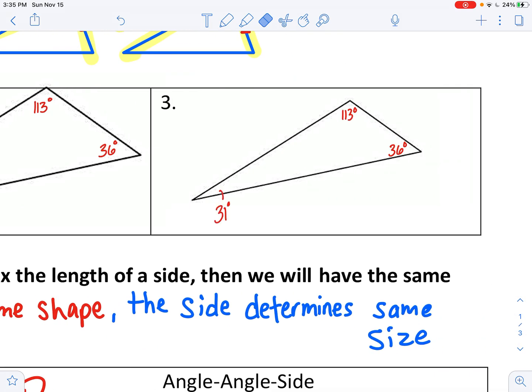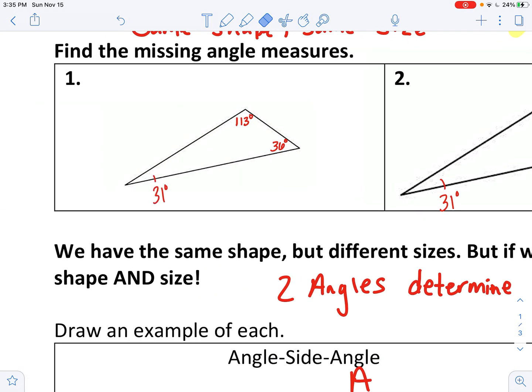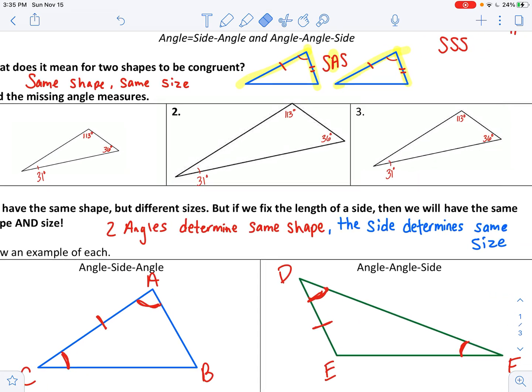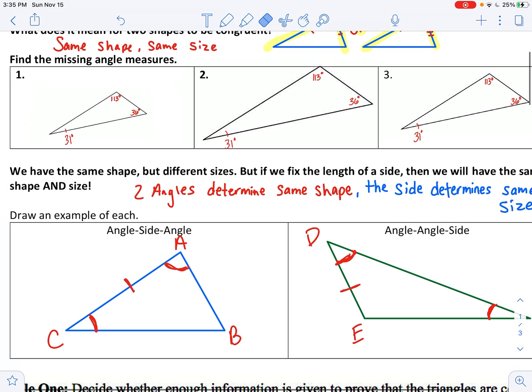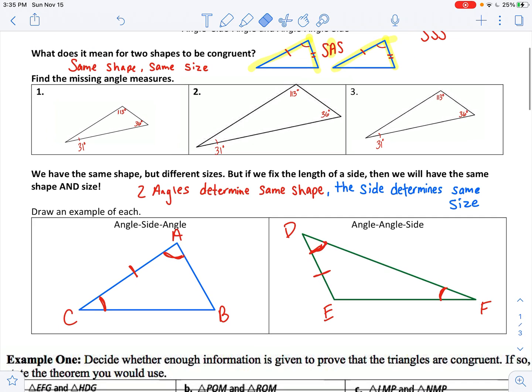Two angles given, that's 31, in each triangle. So the two angles determined the same shape, but they could be different sizes. And the way that we fix the size is we need to have one of the three sides: AB or BC or AC. Each side could be a possible side to use to determine that it's the same size. So the side determines the size, and the two angles that were given determine the shape.